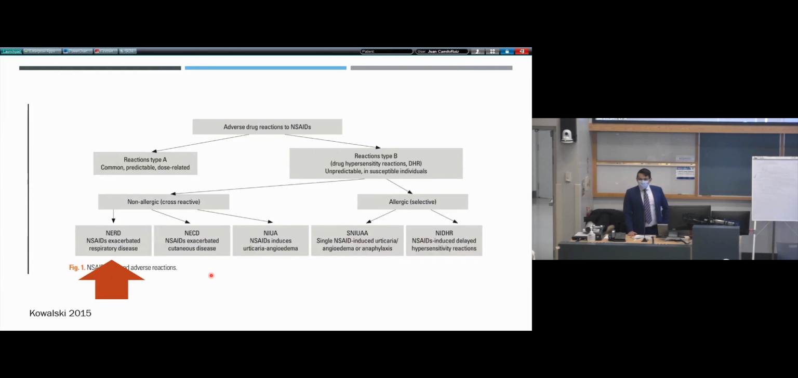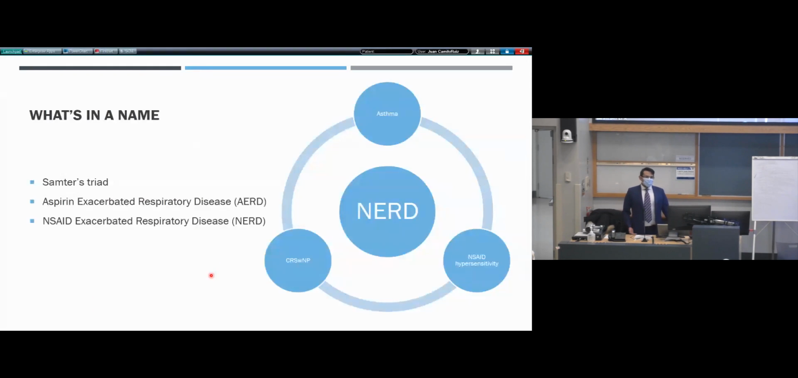But now we'll focus on the topic at hand, NERD. So what's in a name? You probably heard about this disease in medical school. It used to go under Samter's triad, previously known as aspirin exacerbated respiratory disease, and more recently changed to NERD to include all NSAIDs. Now, this is a triad of 3 main diseases: asthma, NSAID hypersensitivity, and polyposis, nasal polyps.